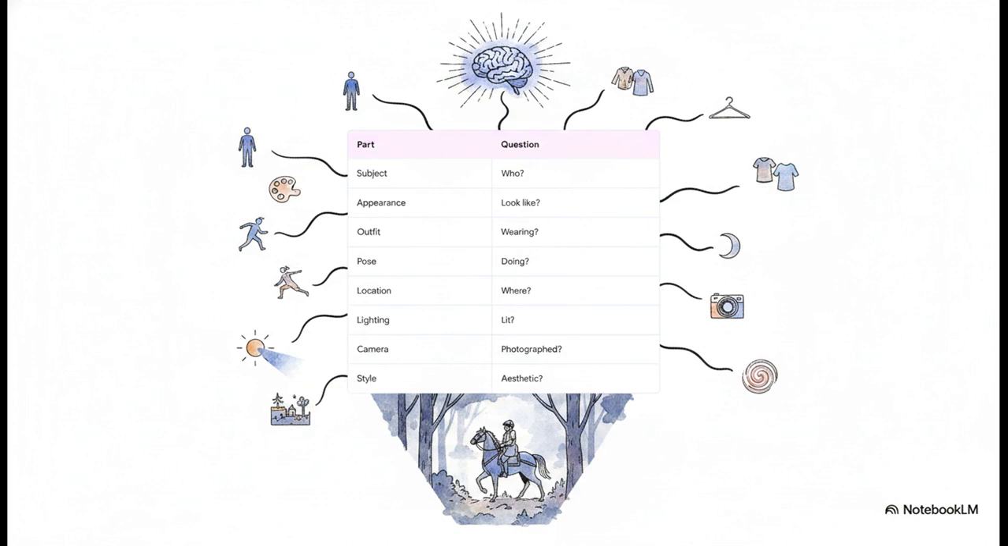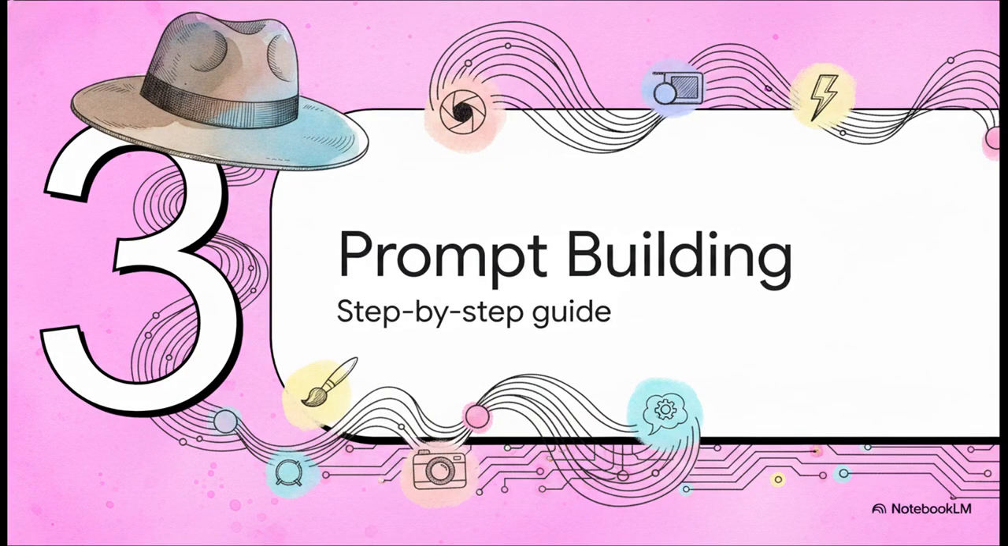And we aren't just memorizing a random list of words here. We're actually answering 8 crucial questions so the AI has 0 blind spots. Who is the subject? What do they look like? What are they wearing? What are they doing? Like, what's their pose? Where are they? How is the scene lit? How is it photographed? Think camera angle and lens here. And lastly, what's the final aesthetic or style? Just answer these 8 questions and the AI knows exactly what to do. It's really that simple.